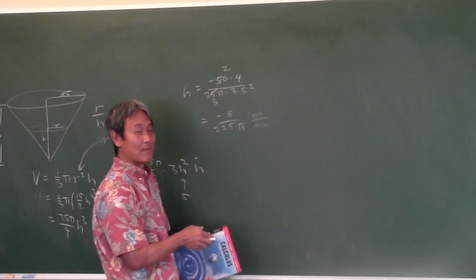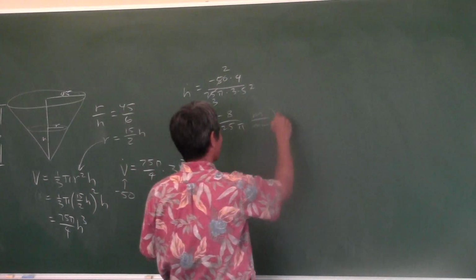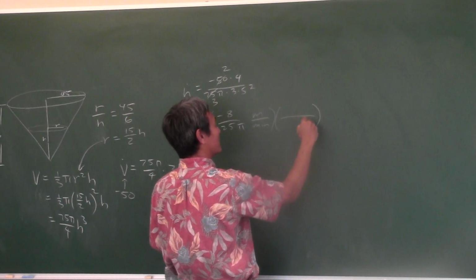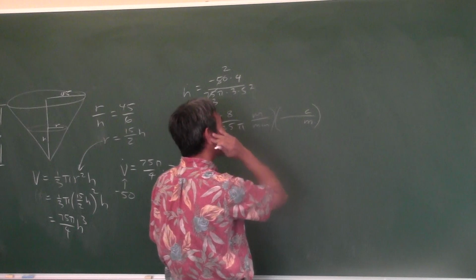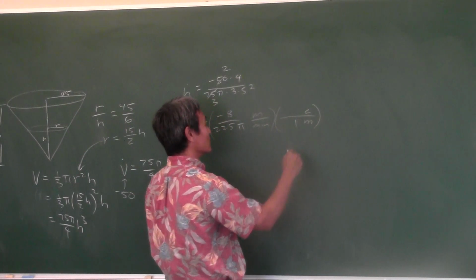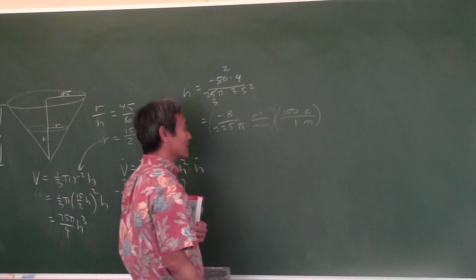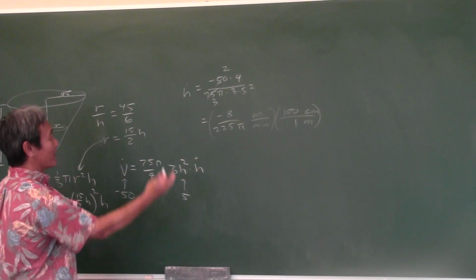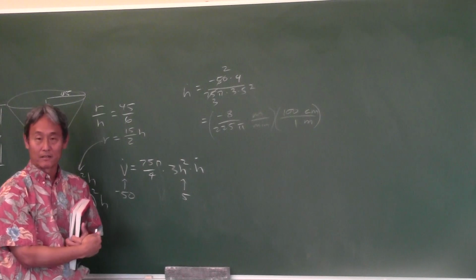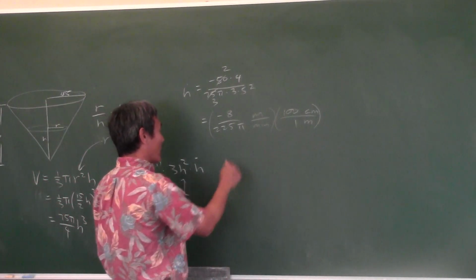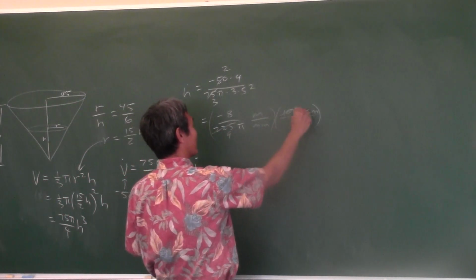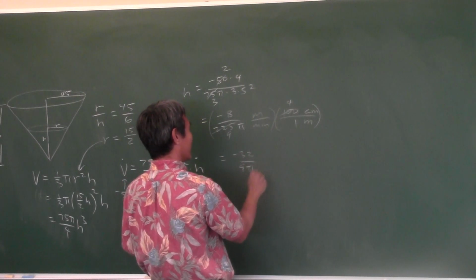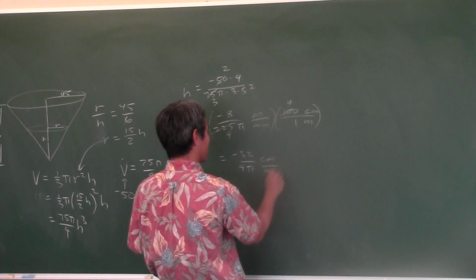So let's do some dimensional analysis. What do we know? If we want to get rid of meters, we need meters on the bottom and centimeters on the top. We know 1 meter is equal to 100 centimeters. Then they cancel. 25 goes into 25, and 25 goes into 100 four times, so you get negative 32 over 9 pi centimeters per minute.